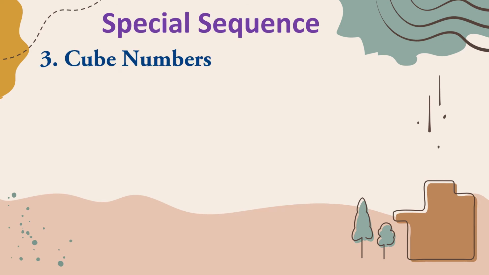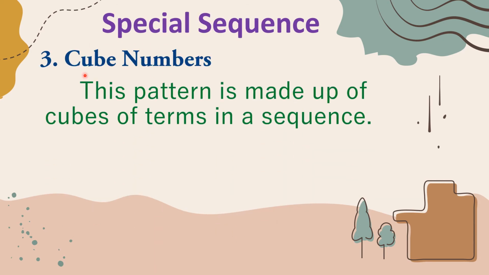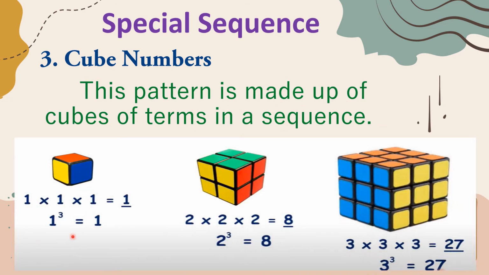Third special sequence is cube numbers. For cube numbers, this pattern is made up of cubes of terms in a sequence. 1 cubed means 1 times 1 times 1, that is 1. 2 cubed is 2 times 2 times 2, that is equal to 8. 3 cubed is 3 times 3, 9, times 3, that is 27. 4 cubed is 4 times 4 times 4, that is 64. 5 cubed is 5 times 5 times 5, that is 125.